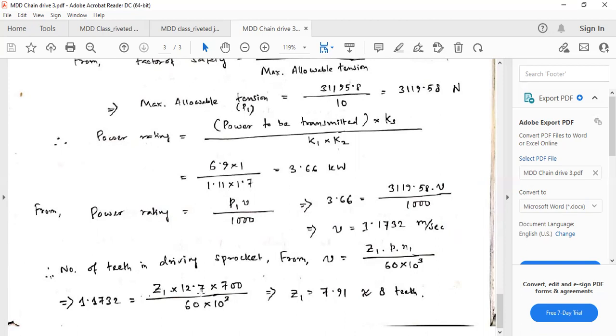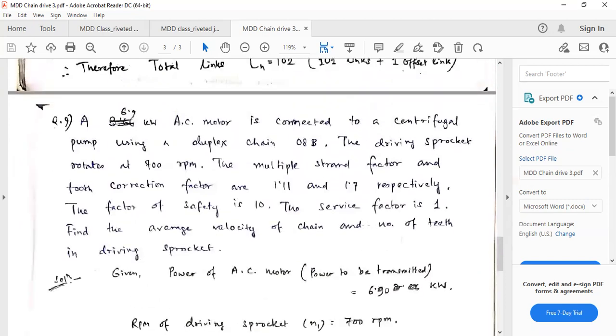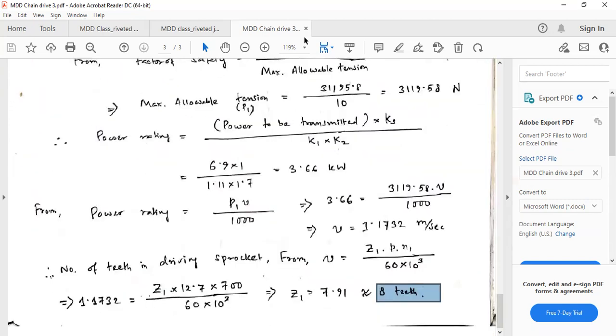By calculating this, we will get the number of teeth as 7.91. We can actually take it as 9, because it should be odd. Here it is written as 8, but we should take it as 9. So let's take the nearest odd number, that should be 37. So this concludes your video here, and we have concluded the short discussion of the chain.